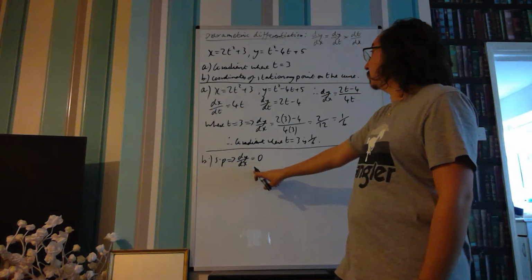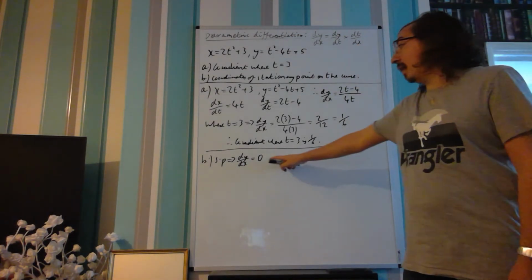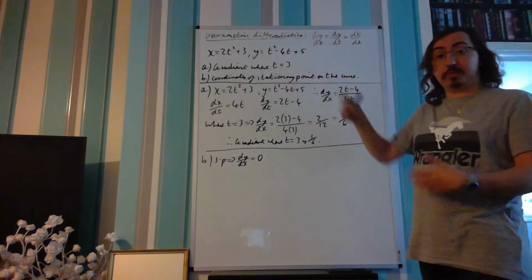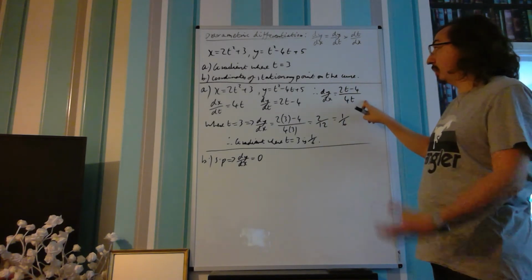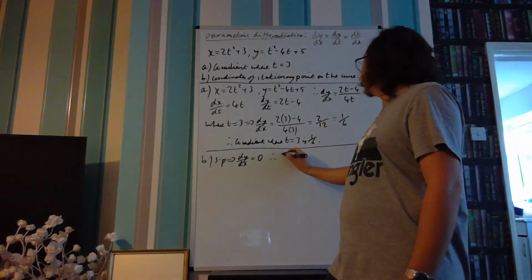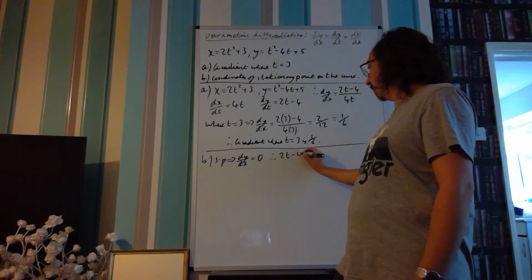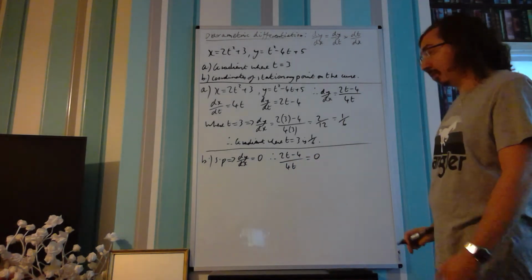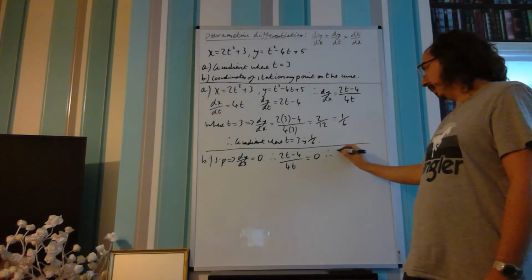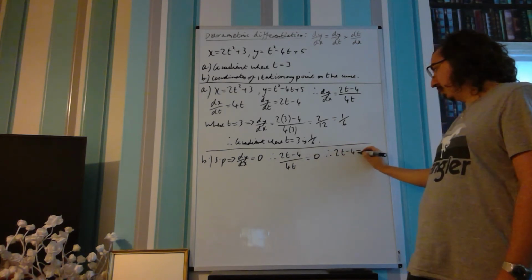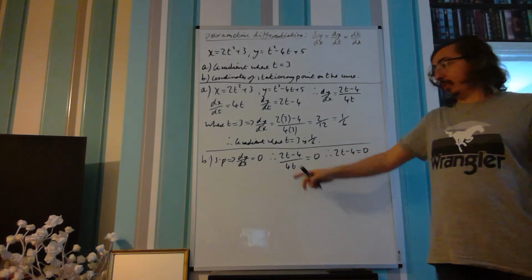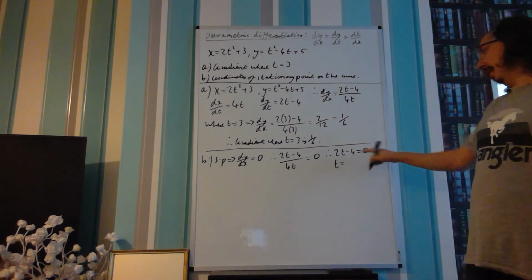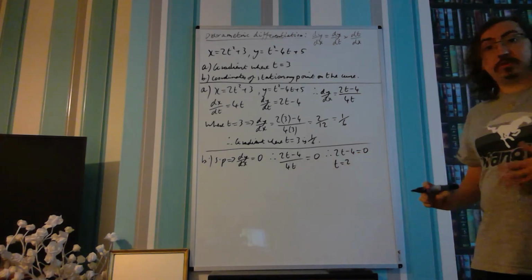So dy by dx is equal to 0. Well, fortunately, we have an expression for dy by dx, because remember, we're not specifically looking at t equals 3 anymore. We're just looking for the general dy by dx. So therefore, 2t minus 4 over 4t is equal to 0. So at this point I can say that 2t minus 4 is equal to 0 because the 1 over 4t equals 0 has no real solutions. And rearrange that a little bit then, 4 divided by 2, t is equal to 2.